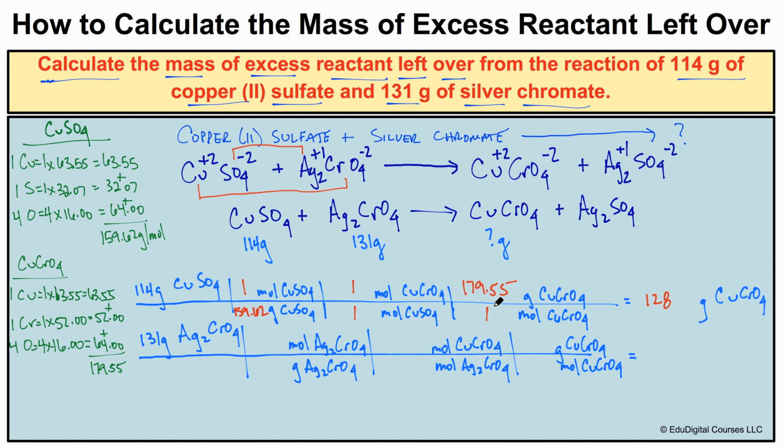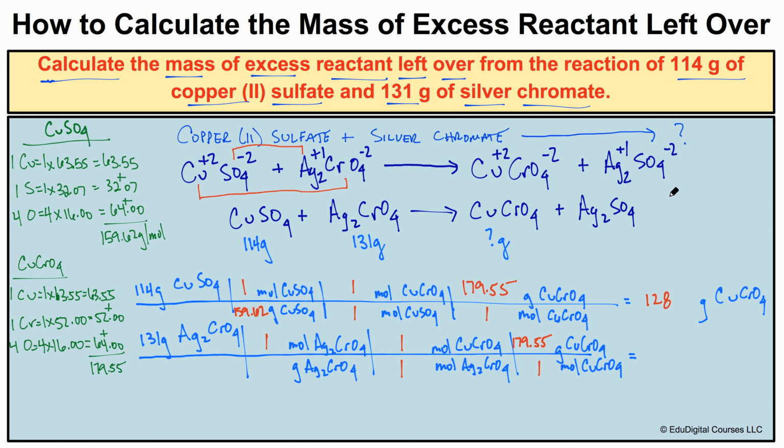So if we take a look, our mole ratio here of copper 2 chromate to silver chromate from our balanced chemical equation, there's an imaginary 1 here, and there's an imaginary 1 here. We know that 1 mole of copper 2 chromate, we already figured that out, is 179.55 grams. So we're now going to have to figure out the molar mass of our silver chromate. We're running out of room, but it looks like we'll have some room right here.